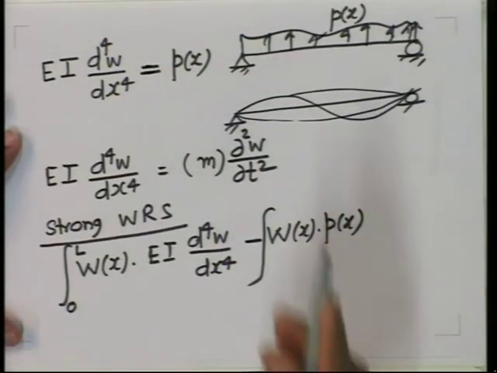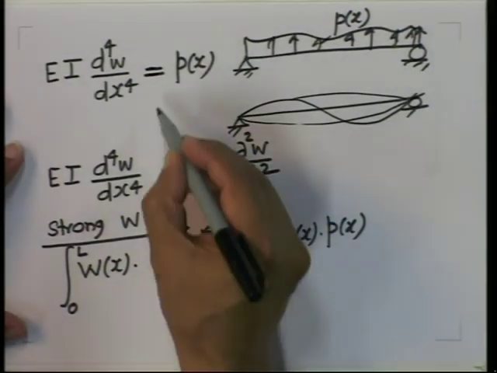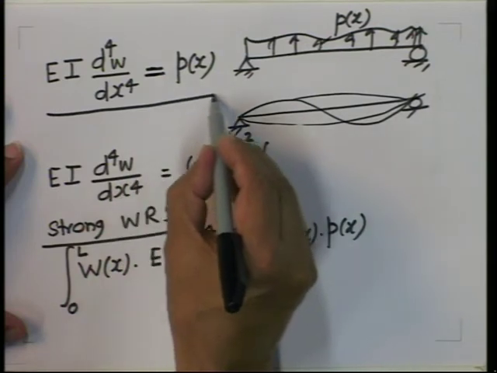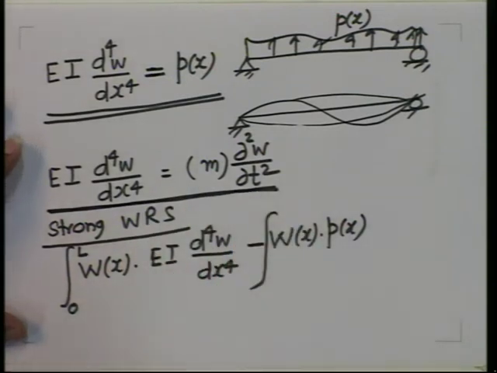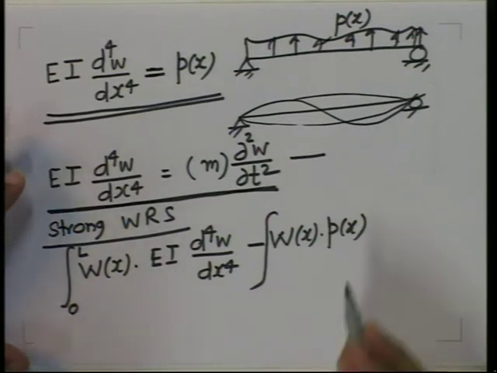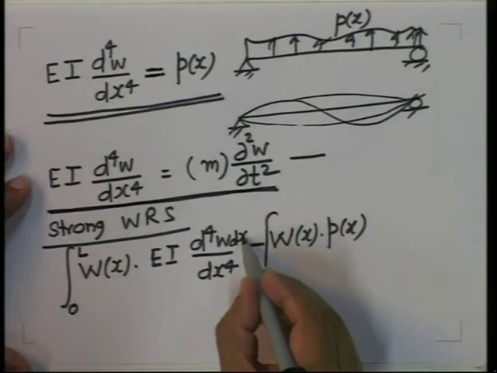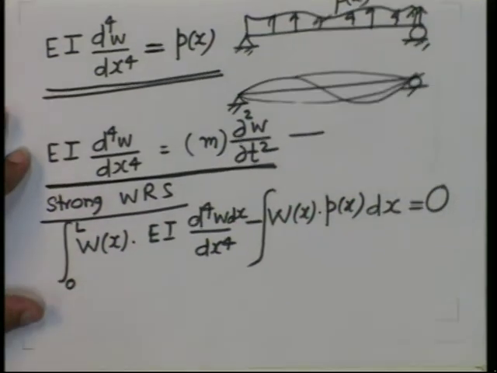No, I am talking of this. See, you have to start with the statics. So how is p x going to depend upon m d square w by d t square? I am not saying that. These are the two I am talking about. This governs the deformation of the beam, and this equation governs the vibration of the beam. This is the vibration of the beam, and this is the deformation of the beam.